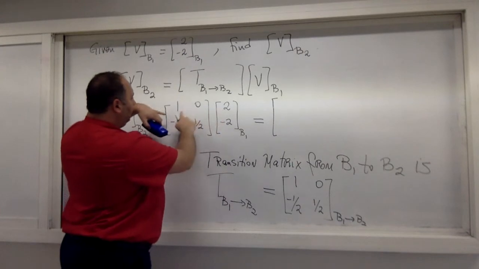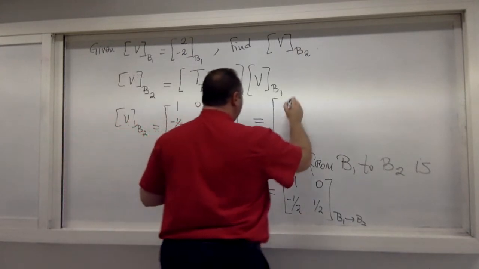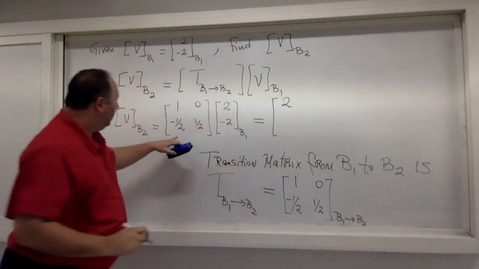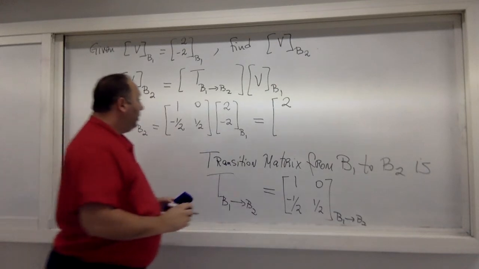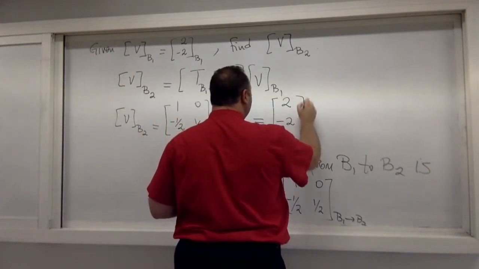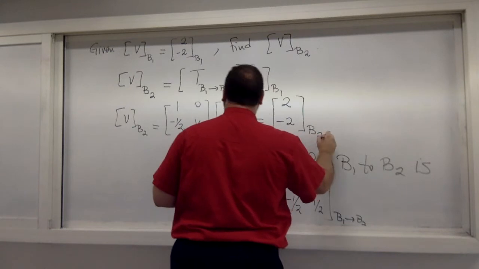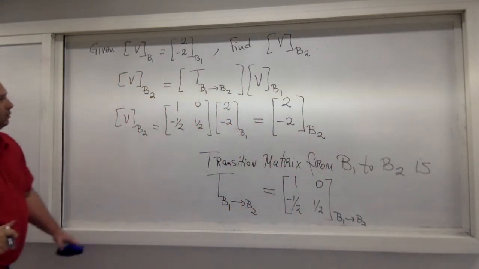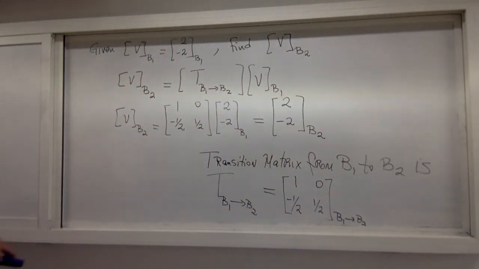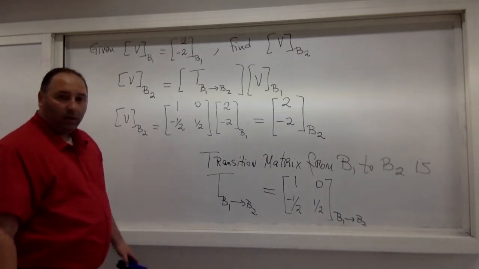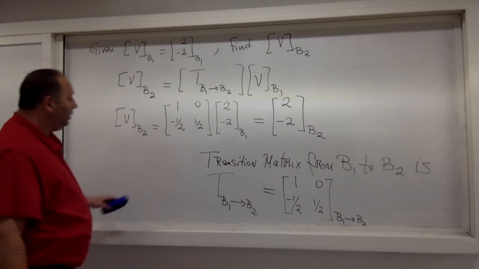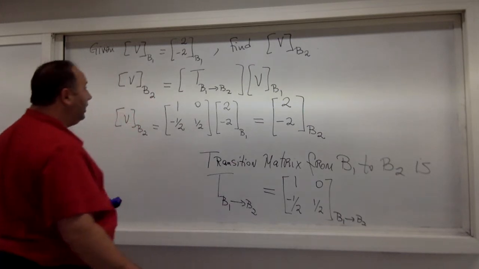So I have this time, this is 2, plus 0 is 2. Beautiful. So this is -1, is -2. Coordinates in B2. Cute? Then you go, hey man, but they're the same. Isn't that weird? Maybe. Let's try another one.